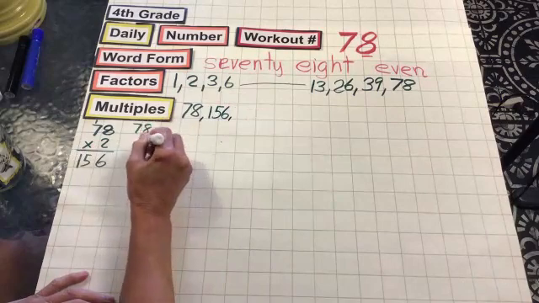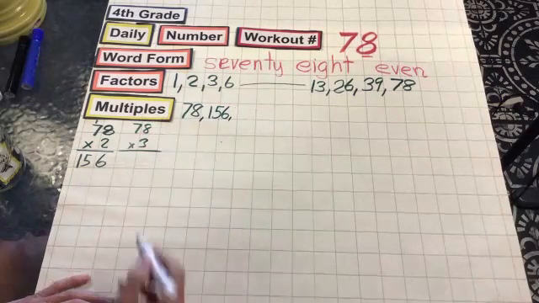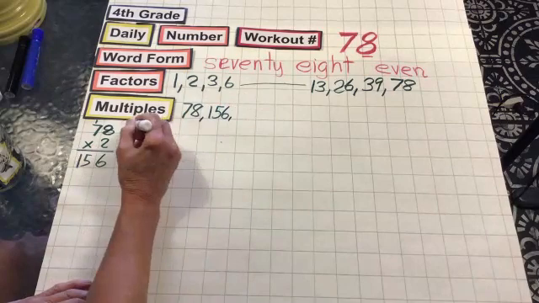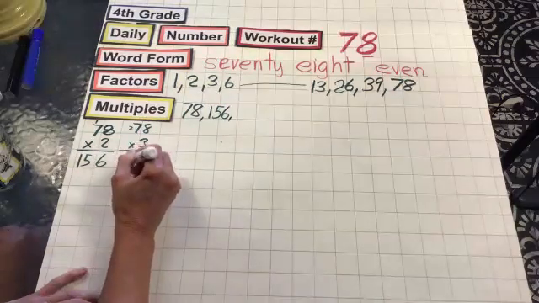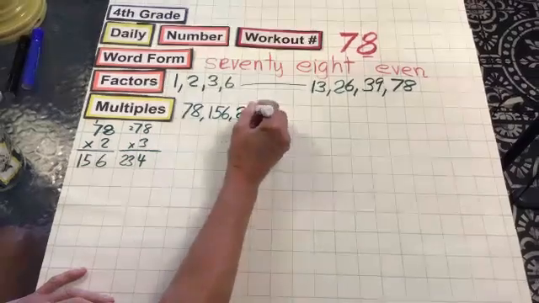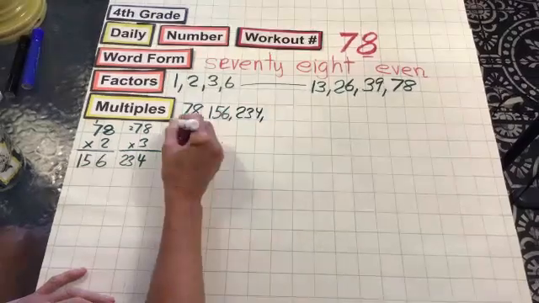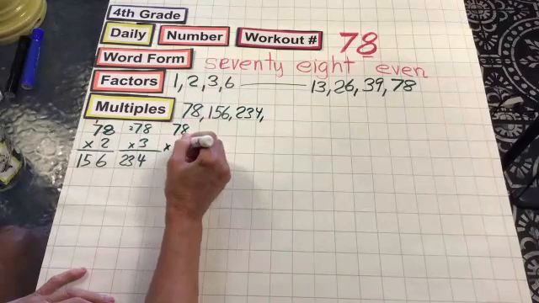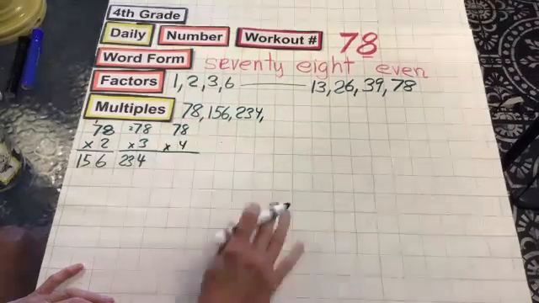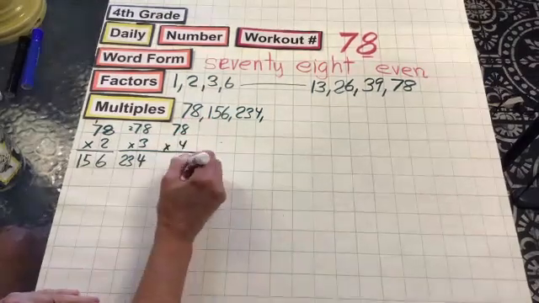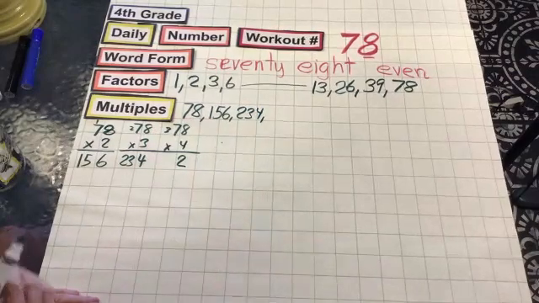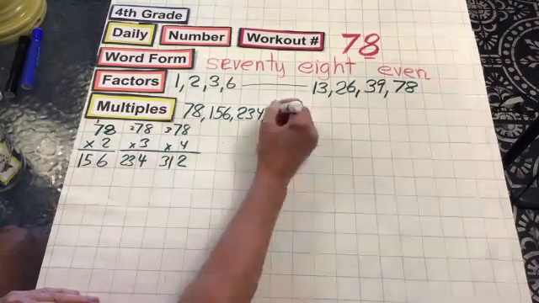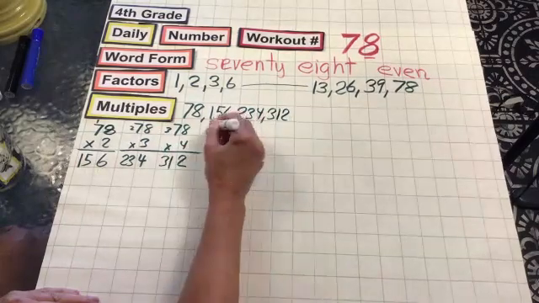3 78s. 3 times 8 is 24. Drop the 4, carry the 2. 3 times 7 is 21 plus 2 is 23. 234. 4 78s. 4 times 8 is 32. Drop the 2, carry the 3. 4 times 7 is 28, plus 3 is 31. 312.